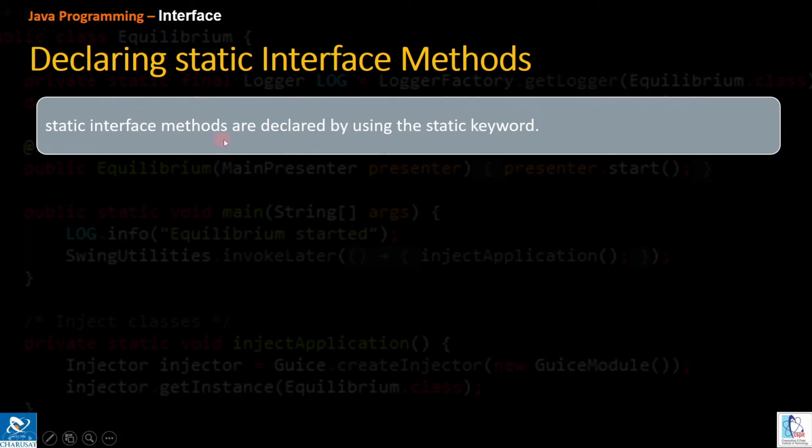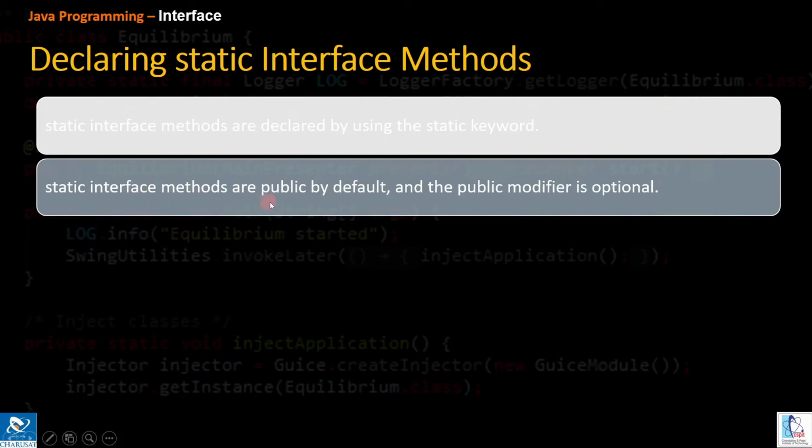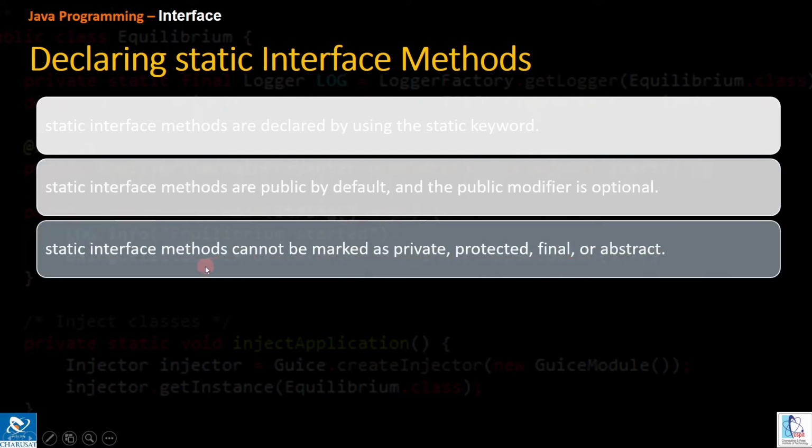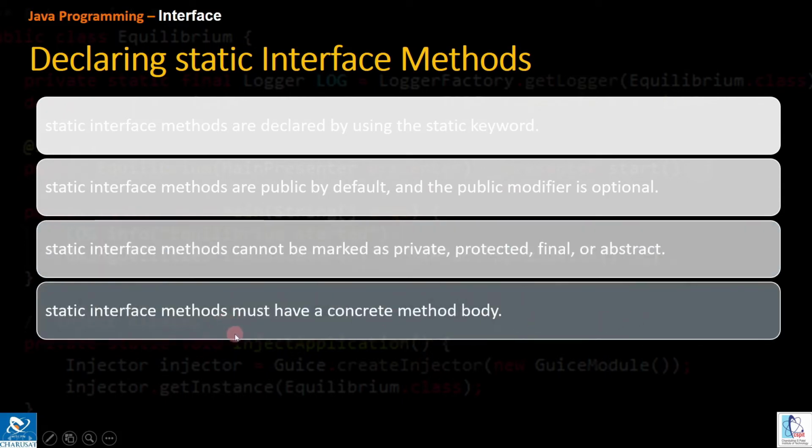Static interface methods are declared by using the static keyword. Static interface methods are public by default, and the public modifier is optional, same as the default method. Static interface methods cannot be marked as private, protected, final, or abstract. Static interface methods must have a concrete method body.